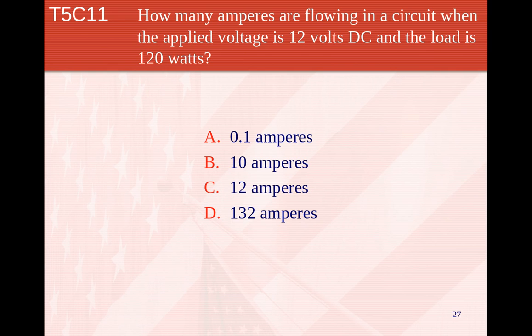How many amperes are flowing in a circuit when the applied voltage is 12 volts and the load is 120 watts? So P over E equals I gives us 10 amps. So 120 divided by 12 gives us 10 amps.